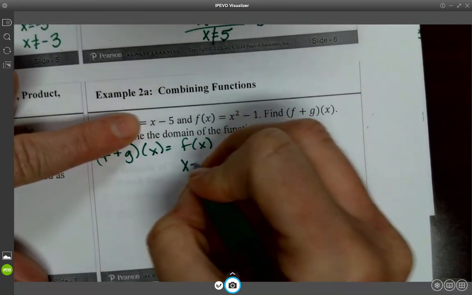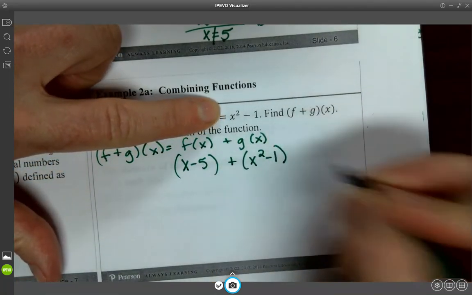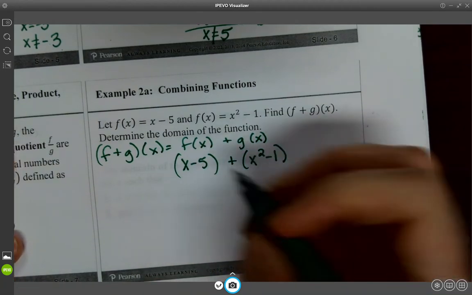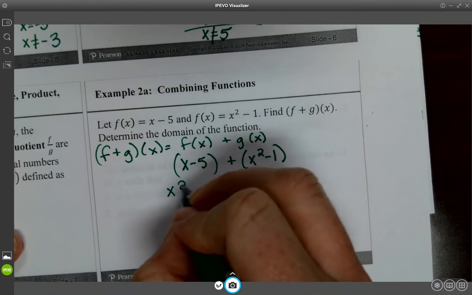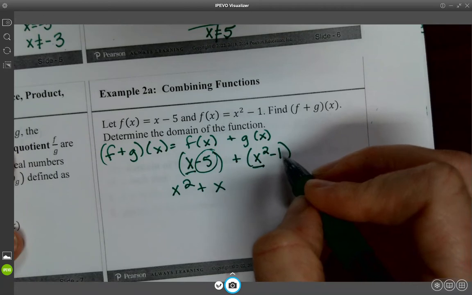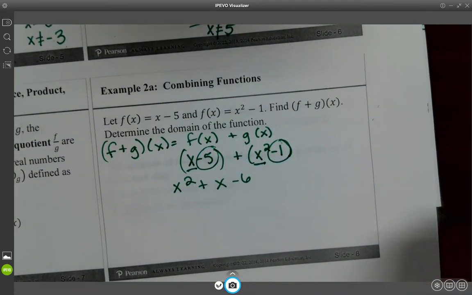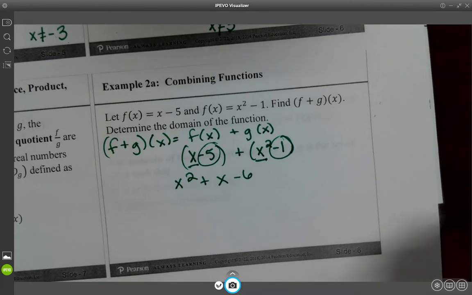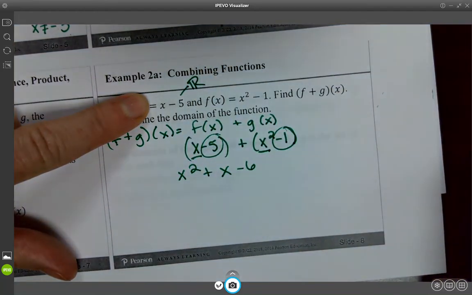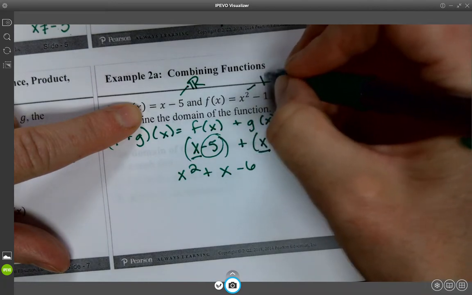So this is x minus 5 plus x squared minus 1. So we're just going to add them. We want to do it in greatest to least exponent. So it's going to be x squared first, plus x. And then we have negative 5 and negative 1, making that negative 6. And so it says find the domain and the range. Well, domain of this is all real numbers, negative infinity to positive infinity. It's linear. This is quadratic, no restrictions, that's all real numbers.